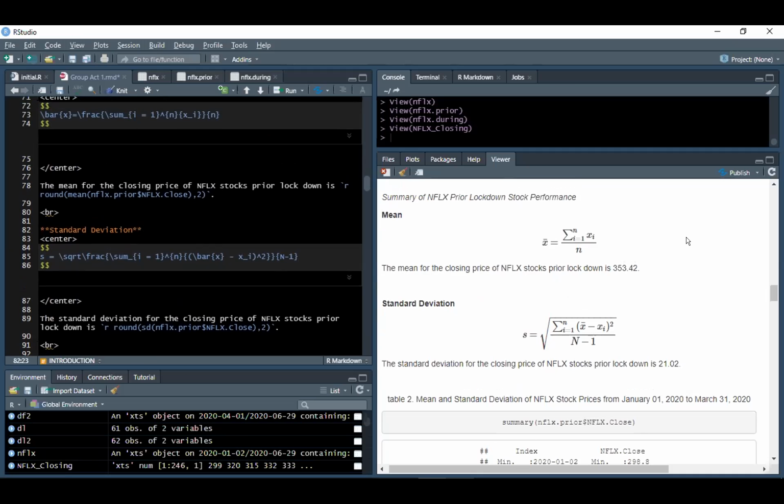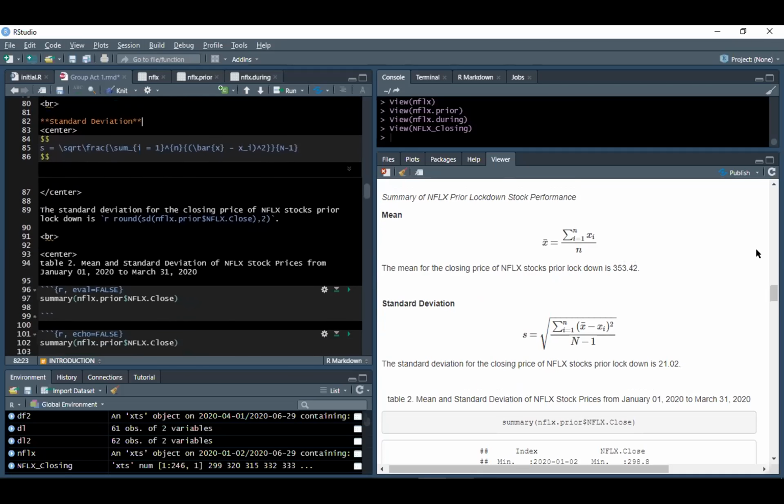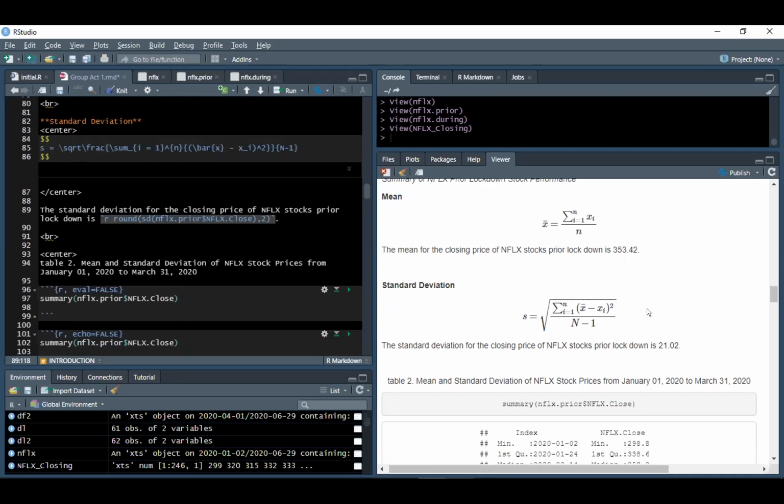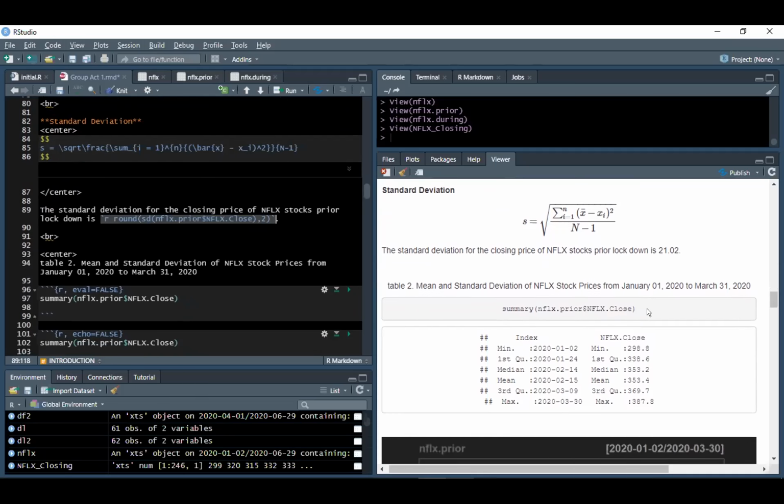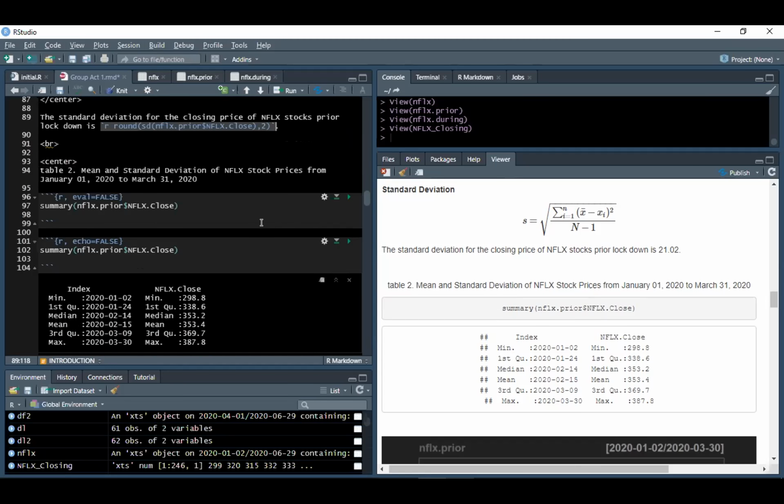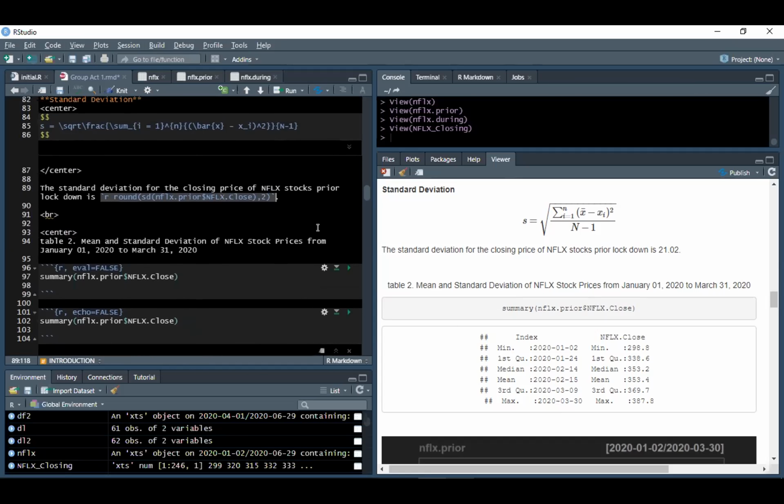Then, similar to the mean, in order to print the formula in its equation form for the standard deviation, we will also use the code placed in this chunk, and place the LaTeX symbol before and after. Then for solving the standard deviation itself, we've also used the inline equation r round, the function of the standard deviation SD, and then inserted the data Netflix.prior and Netflix.close. We've rounded the result to 2 decimal places, resulting in a standard deviation of 21.02 for the closing price of Netflix stocks prior lockdown.